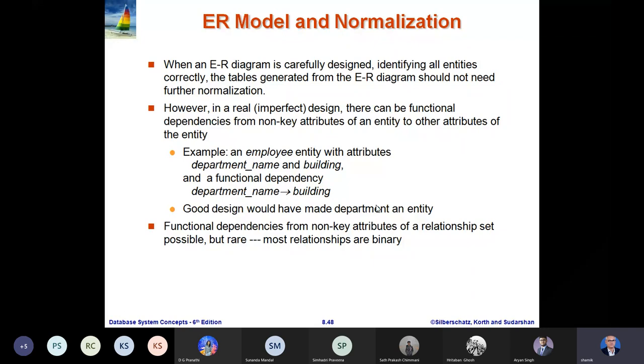So functional dependencies from non-key attributes of a relationship set are possible but rare. Most relationships are binary, so usually you will not have any problem. But otherwise, if you remember, we talked about the ternary relationship where you have multiple arrows coming out, which can have ambiguity. There you might end up with schemas which are not in BCNF. So then you have to test for BCNF. But if not, you will be good and you don't need to do it.